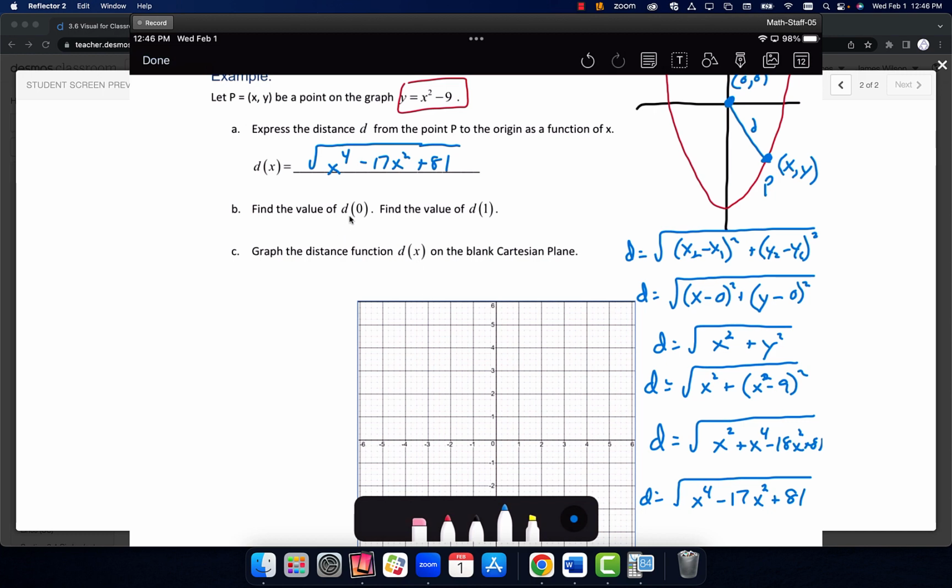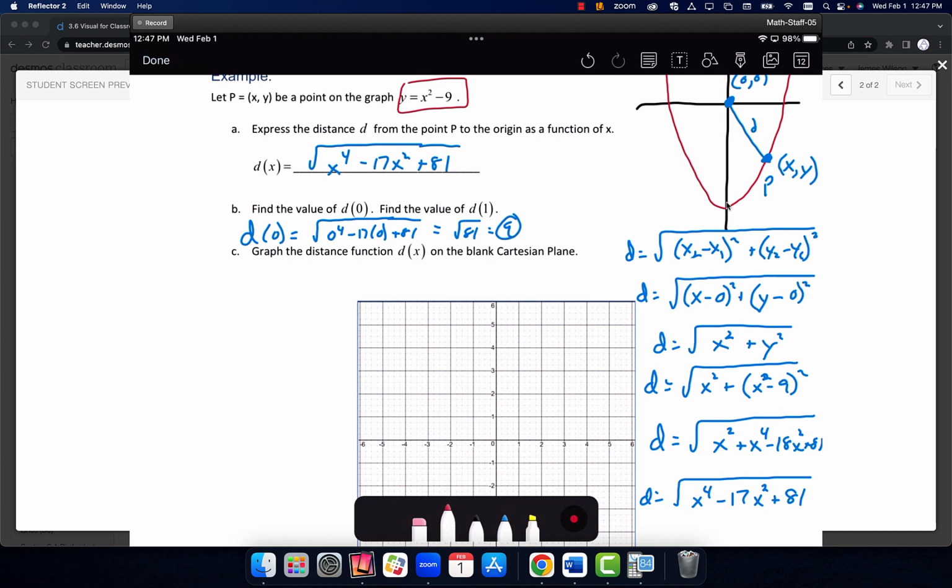Now let's find the value of d of 0 and the value of d of 1. If we're doing it by hand, d of 0 is equal to the square root of 0 to the fourth minus 17 times 0 plus 81. That is the square root of 81, which is 9. Hopefully that one makes sense. If this point P is at an x value of 0, it's going to be down here, and we're 9 units away. Remember, we transformed this graph and dropped it down 9 units.